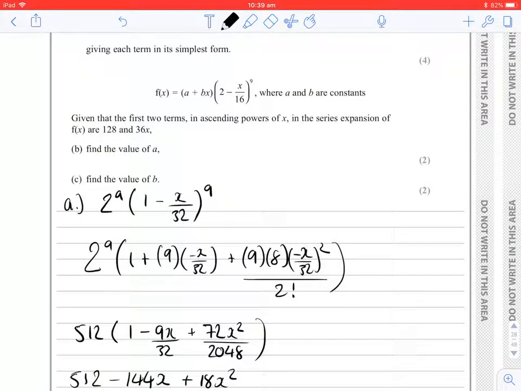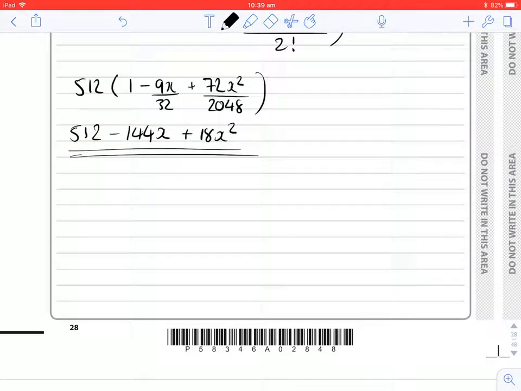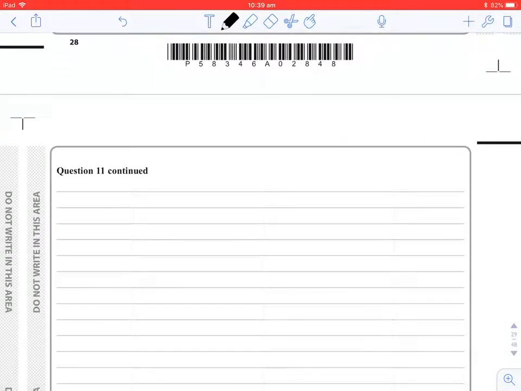f of x is a add bx, brackets 2 minus x over 16 all to the 9, where a and b are constants. Given the first 2 terms in ascending powers of x in the series expansion of f of x are 128 and 36x, find the value of a. So what we need to do is say that f of x is therefore going to be a add bx, lots of 512 minus 144x add 18x squared.